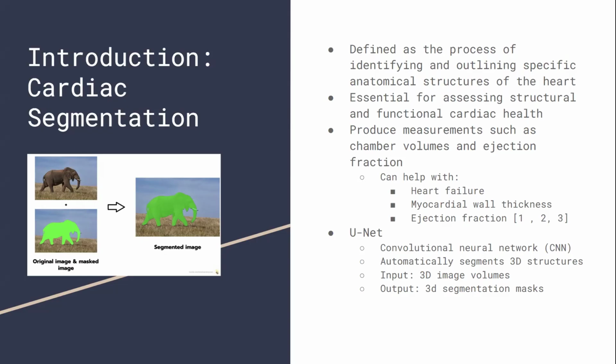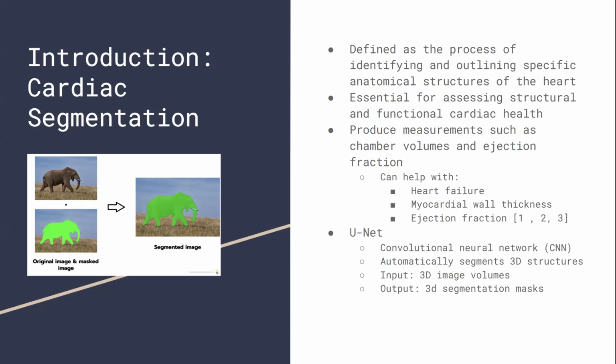It can help with a number of cardiac conditions, such as heart failure, myocardial wall thickness, and ejection fraction. So there is manual segmentation that has been done in the past, but more recently, with the revolution of AI and deep learning models, there's the introduction of U-Net, as mentioned in the previous presentation. It can be defined as a convolutional neural network or a CNN, and it automatically segments 3D structures, and it can provide accurate, reproducible, and fast annotations to support diagnostics and surgical planning. The input for these models are 3D image volumes, and the outputs are 3D segmentation masks.